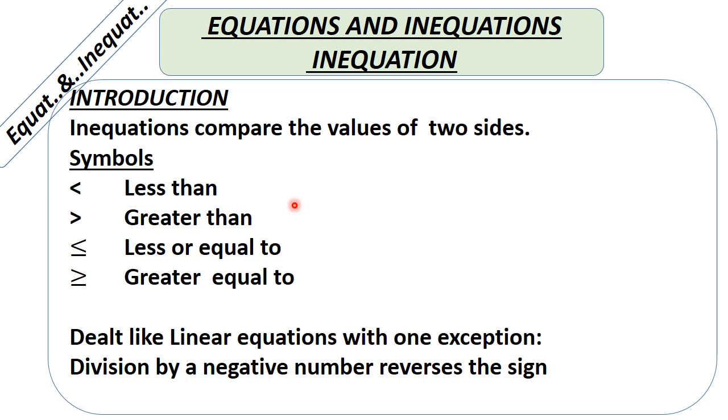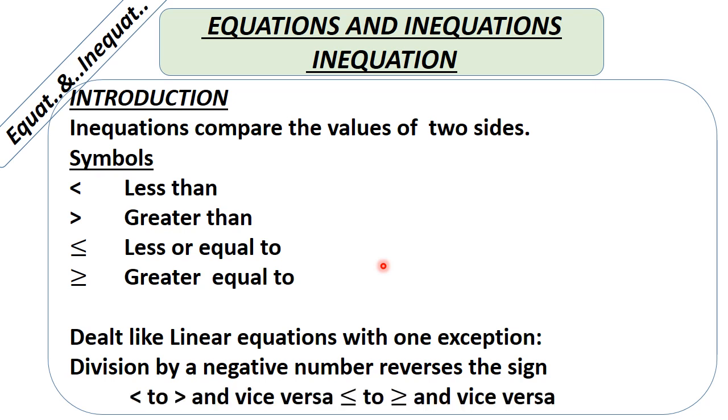What reversing the sign means is that less than becomes greater than, greater than becomes less than, less or equal to becomes greater or equal to, and greater or equal to becomes less or equal to. So when you divide by a negative number, this becomes this, and this becomes this, and vice versa. That's the golden rule of inequalities. This only happens when you divide both sides by a negative number.